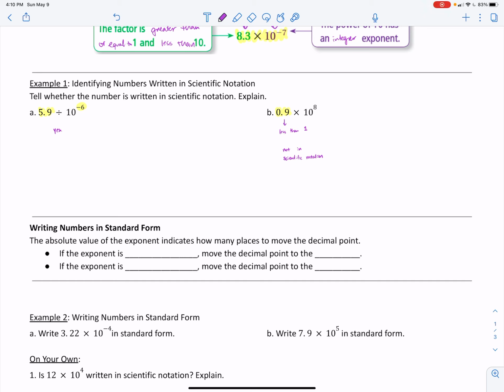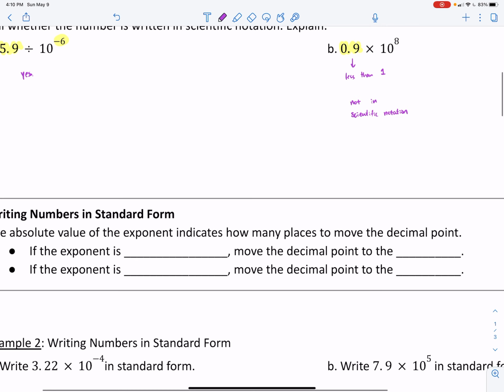All right, let's take a look here. Writing numbers in standard form. Okay? So writing numbers in standard form, the absolute value of the exponent indicates how many places to move the decimal point. So if the exponent is negative, you move the decimal over to the left. If your exponent is positive, and I will explain what all this means in a little bit, you move the decimal over to the right. So let's take a look.